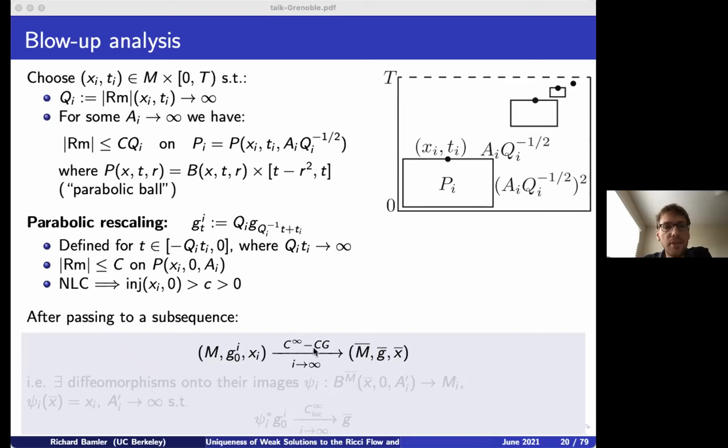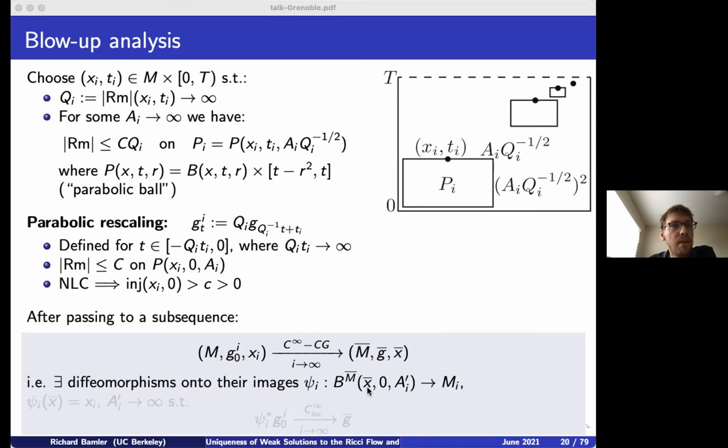All right, so now I know that if I take these pointed time slices and rescale them such that the curvature at the base point is 1, then these pointed time slices converge to some limiting metric, M bar, g bar. So just to recall, what does this convergence statement mean? Well, it means that there exist diffeomorphisms onto their images. Let me denote them by psi i.